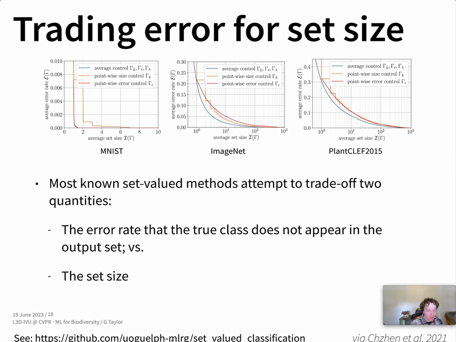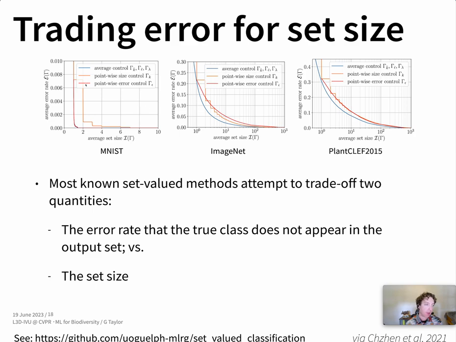And we've implemented the methods that were explored in this survey paper and released some code if you're interested in trying these methods out yourself. But looking at various data sets like MNIST and ImageNet and PlantCLEF 2015, they explore this trade-off. On the x-axis, we've got average set size, and on the y-axis, we've got average error rate. So the best classifier would have its predictions towards the bottom left, meaning that it achieves low error while still outputting very small set sizes when it makes predictions. And this is a way that we can compare various techniques.